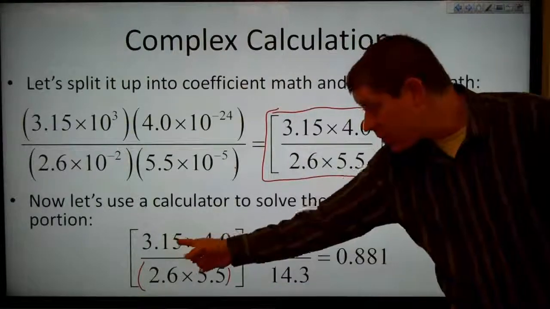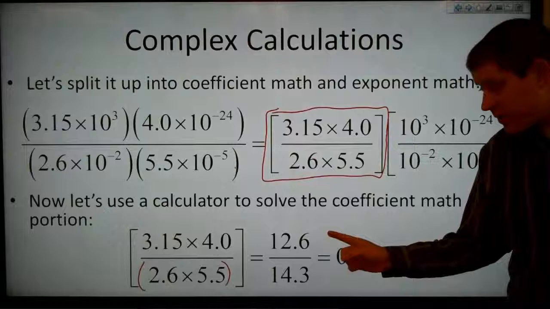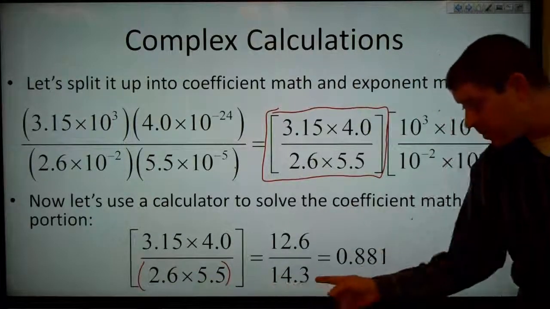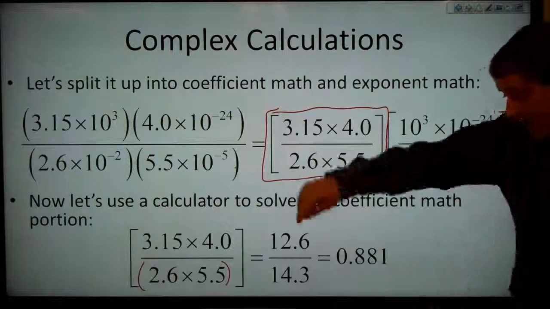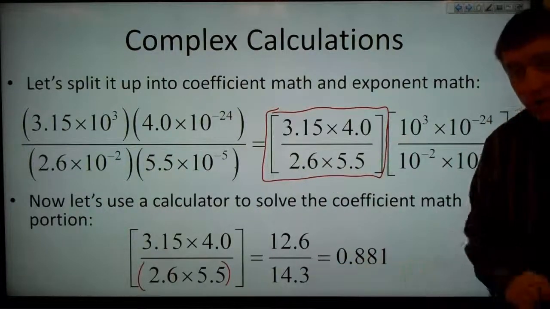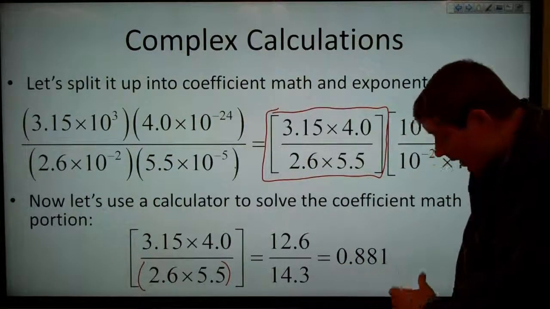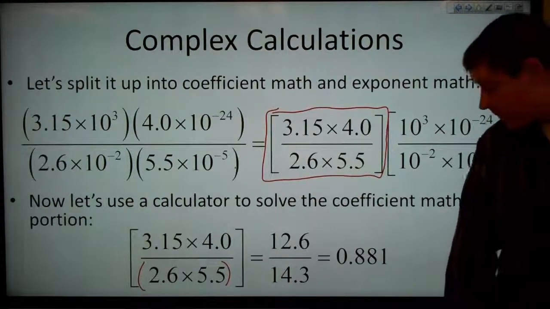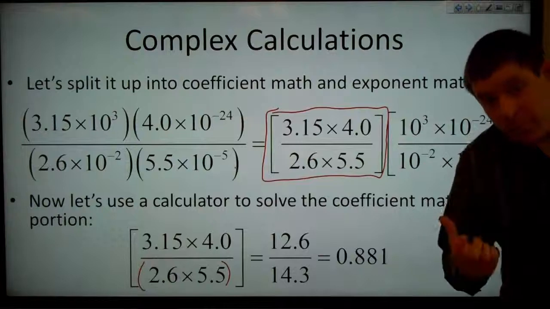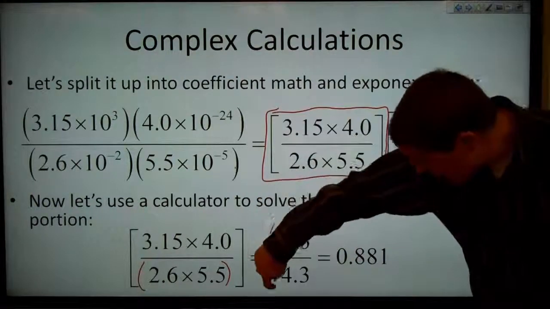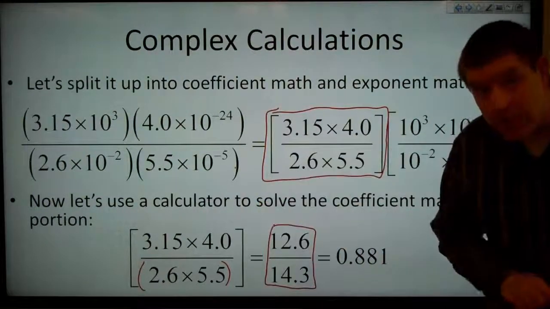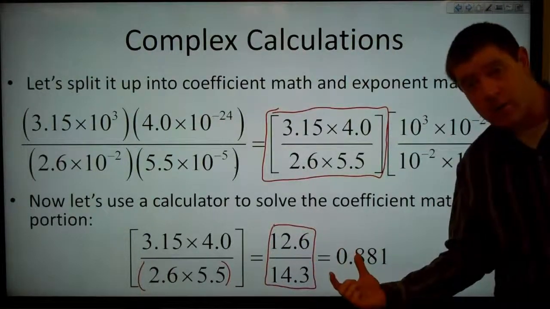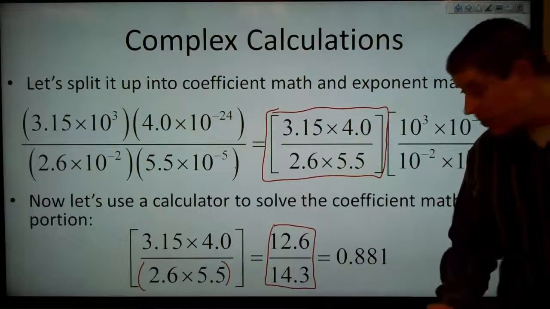Or you can multiply the top, so 3.15 times 4.0, that gives us 12.6. Multiply the bottom, 2.6 times 5.5, that gives us 14.3. And then divide 12.6 by 14.3. You should end up with an answer that is 0.881. Note that my preferred method is not to do this step and instead to skip that step, because if you're doing this step, then you're going to introduce additional rounding errors in your end result.